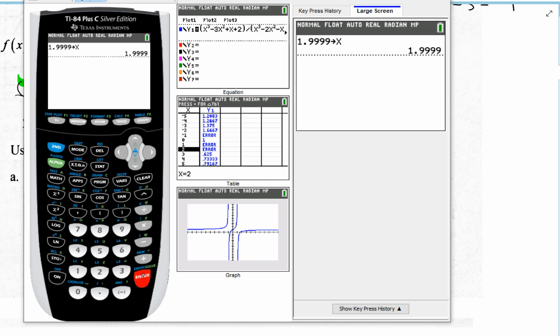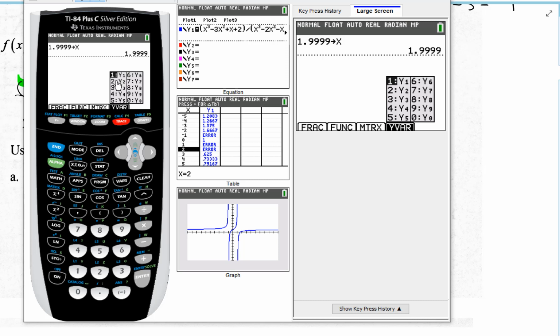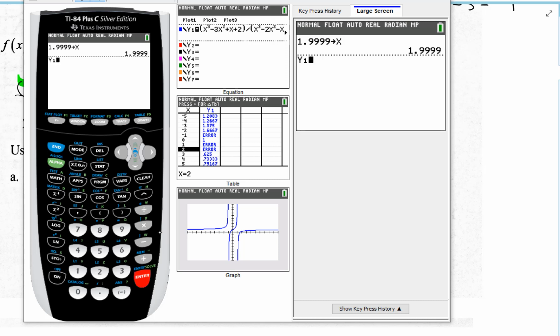Enter. Now I've already put the function into y1, and I really don't want to type that all out again. So I want to tell it, hey, plug this x into y1. So now I'm going to go alpha, trace, and refer back to y1. Press enter. At this point, I press enter, and here is the y value at 1.9999. That looks to be about 1/3.